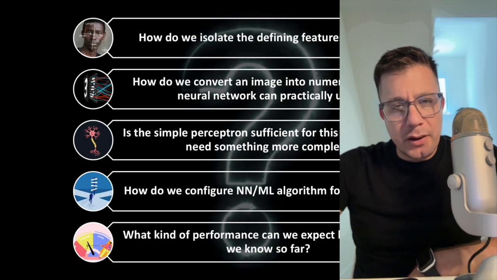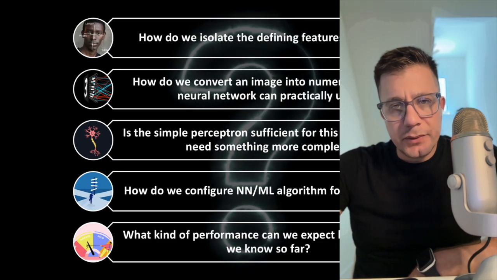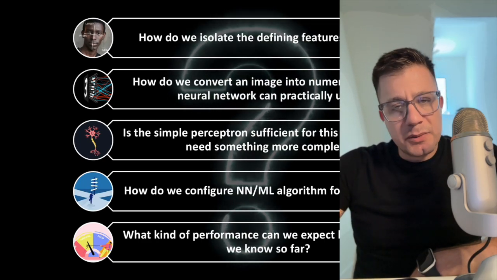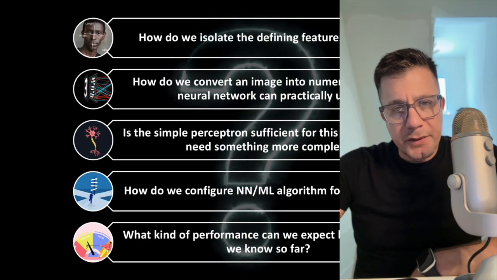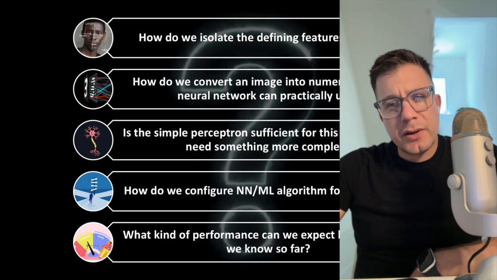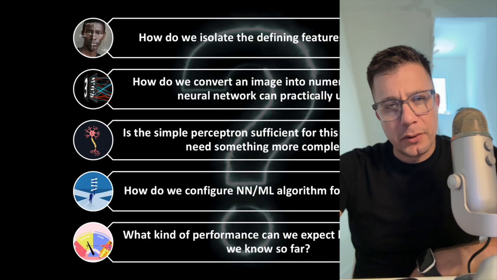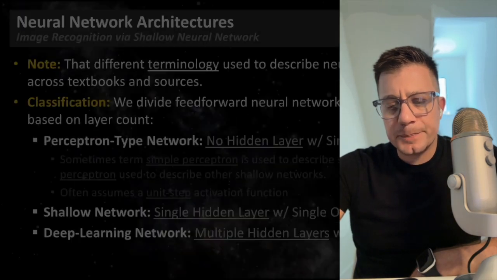How do we configure a neural network or a machine learning algorithm to achieve the best results? And what kind of performance can we expect based on what we know so far? Essentially, the neural network structures and machine learning algorithm tools we have in front of us, as well as obviously the type of computer, a pretty standard PC that we'll be using.